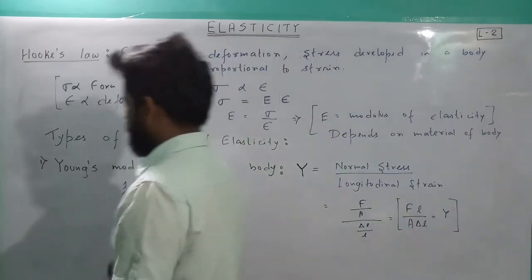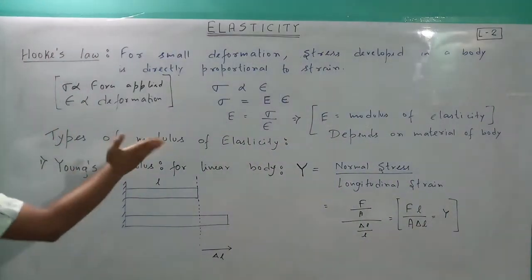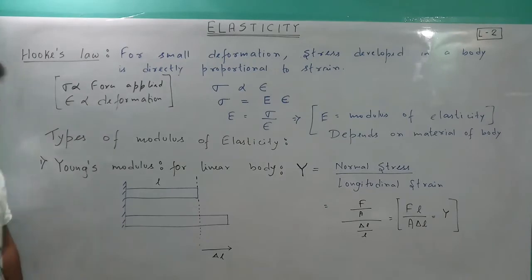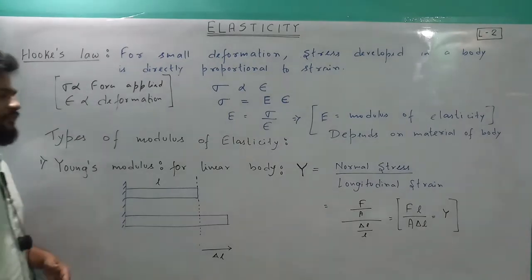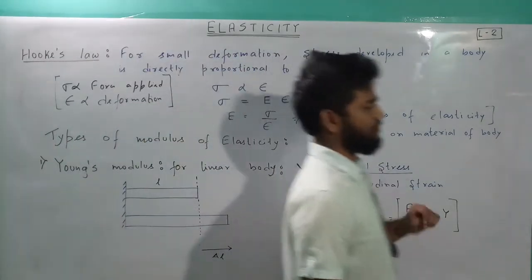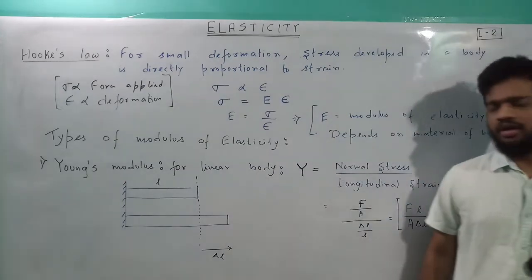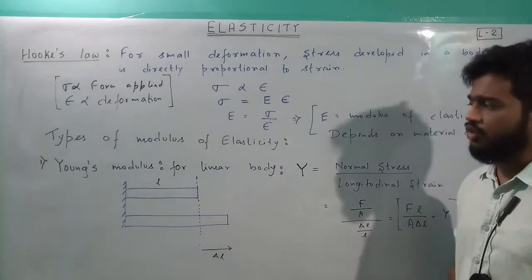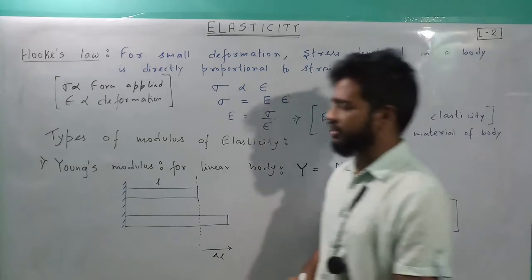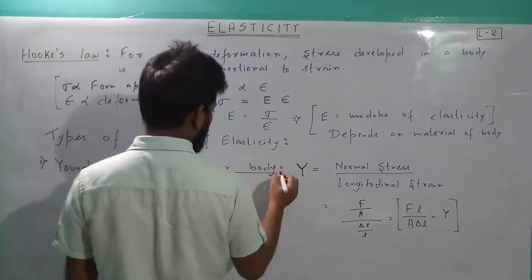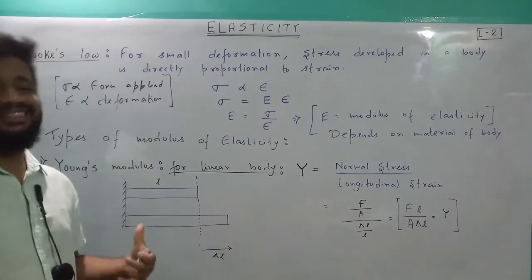The next is types of modulus of elasticity. How many types do we have? Depending upon the types of bodies, we have basically 3 types of modulus of elasticity. We'll start with the first one, that is Young's modulus. It is for a linear body. It's a very important point, linear body. Linear body means those bodies whose length is prominent.